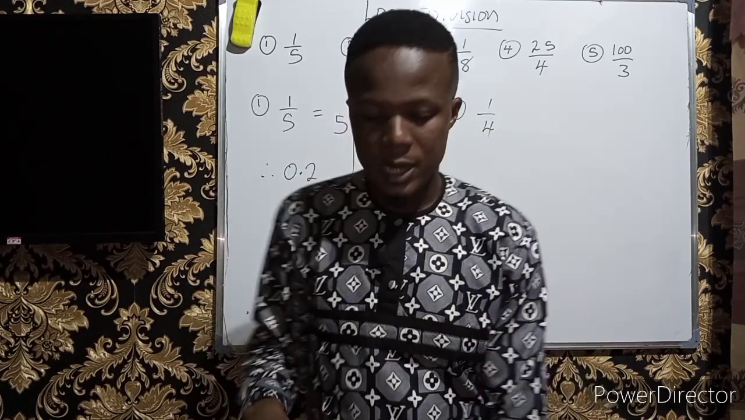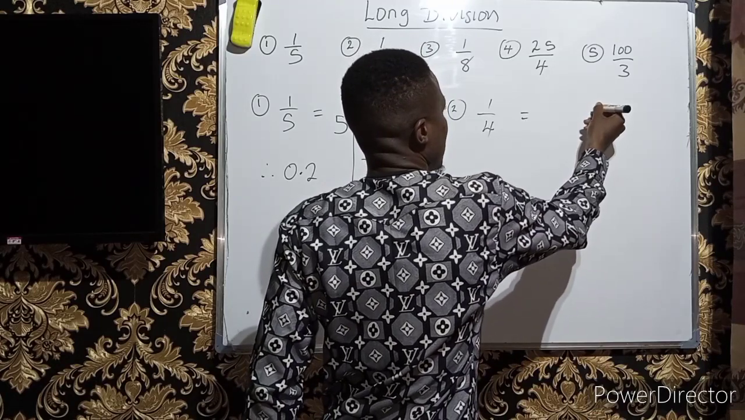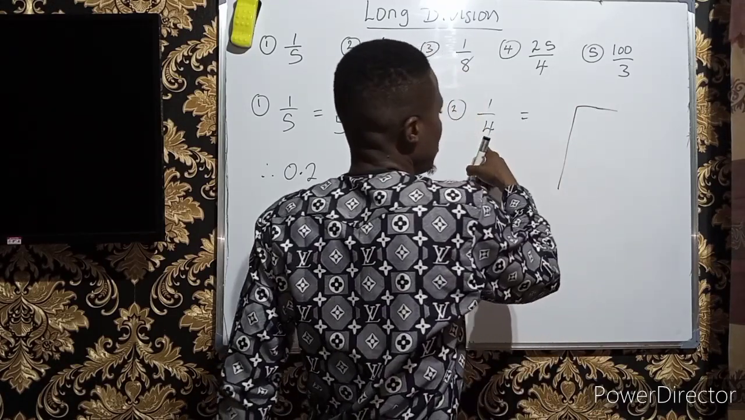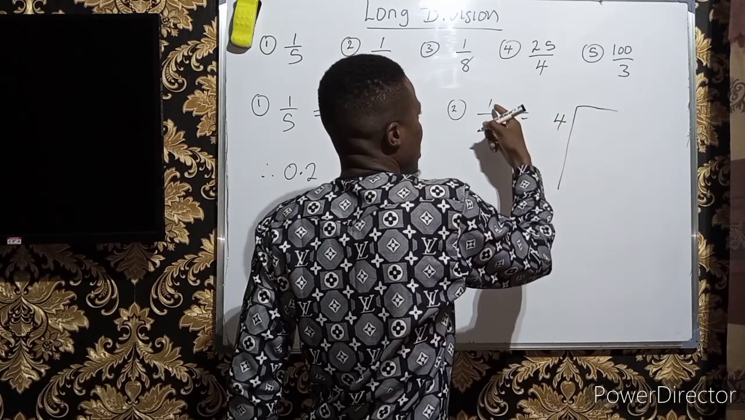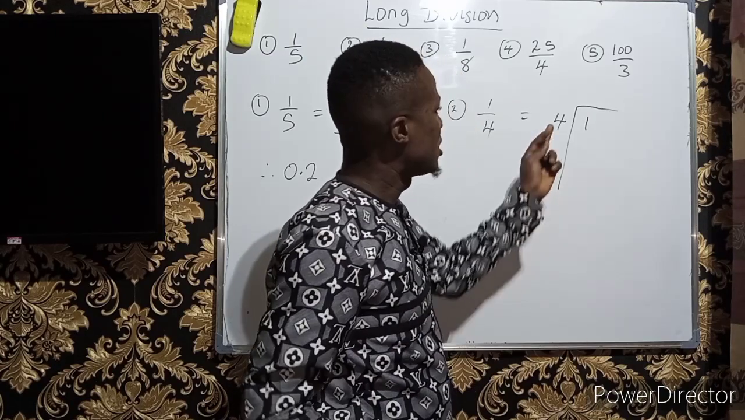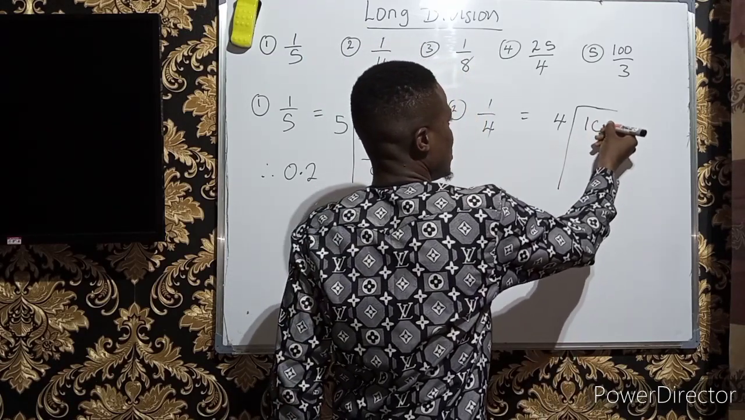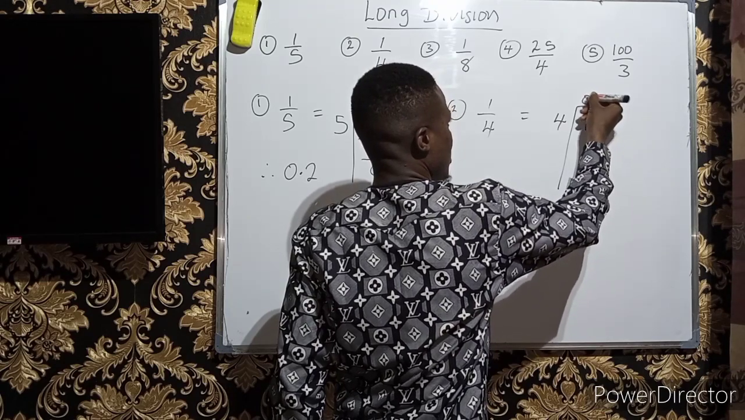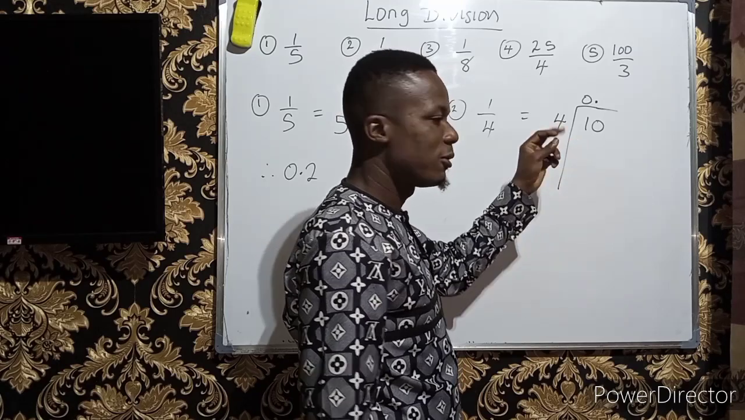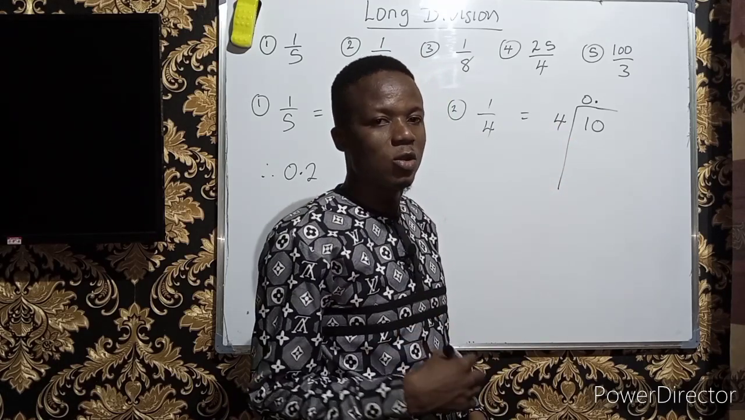All right, now it's still the same process. You've got to make the same sign again. The denominator is 4, so it's going to be outside, while the numerator, 1, is going to be inside. Now 4 persons cannot share one item. You have to add a 0, and because you've added 0, you write 0 here and put a point. Now 10 divided by 4 will give us 2 remainder 2.